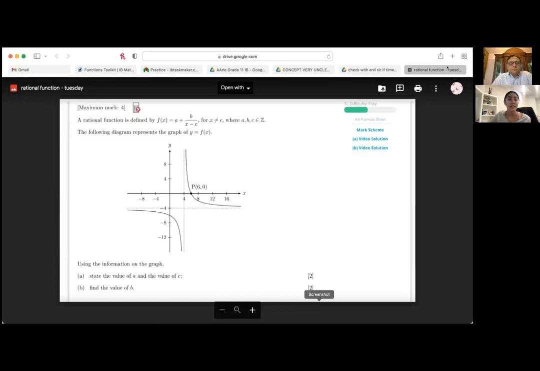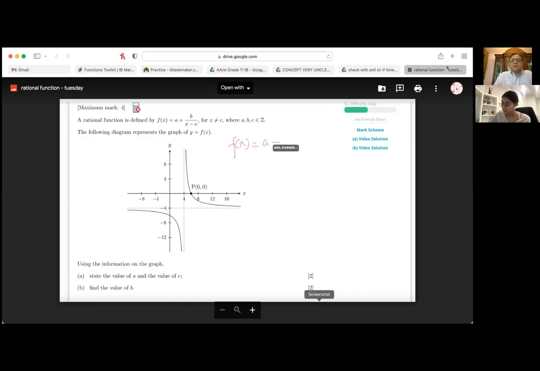A rational function is defined by f of x equals a plus b over x minus c, for x not equal to c, where a, b, and c are elements of the integers. The following diagram represents the graph y equals f of x. They've given us a point P, which is on the x-axis, and it's (6, 0). Using the information on the graph, state the value of a and the value of c. Find the value of b.